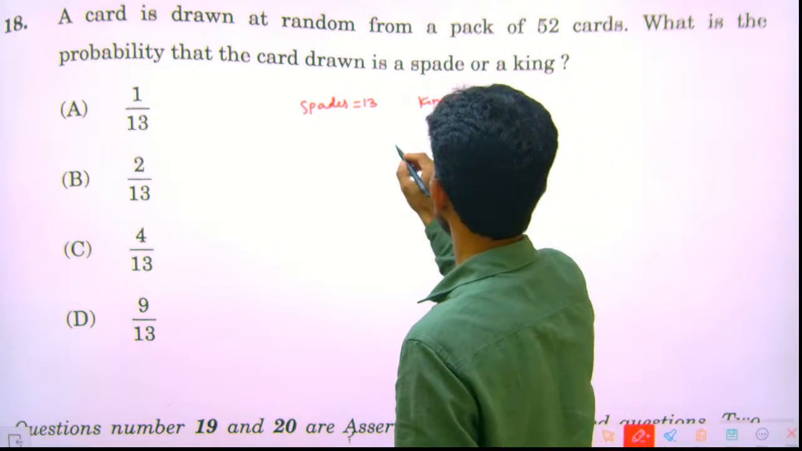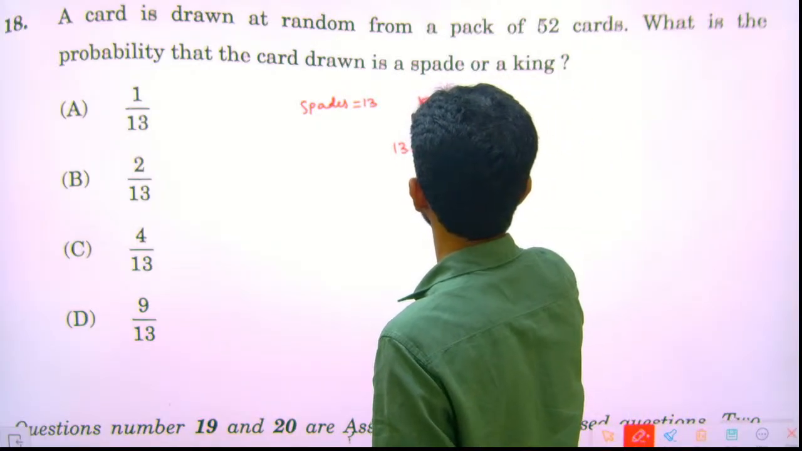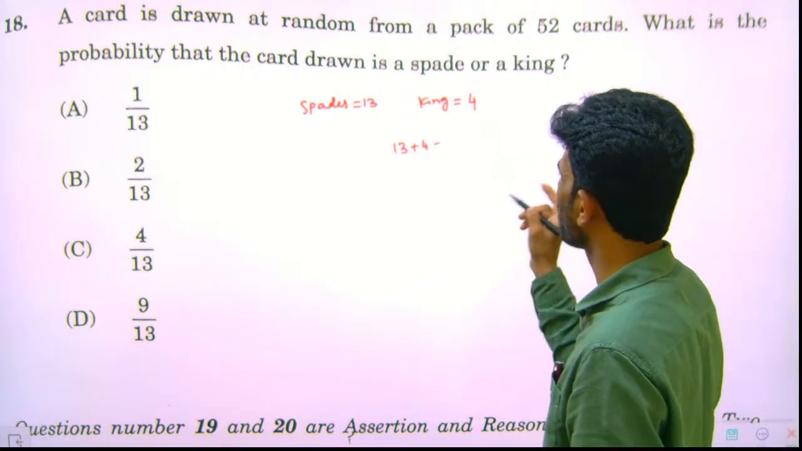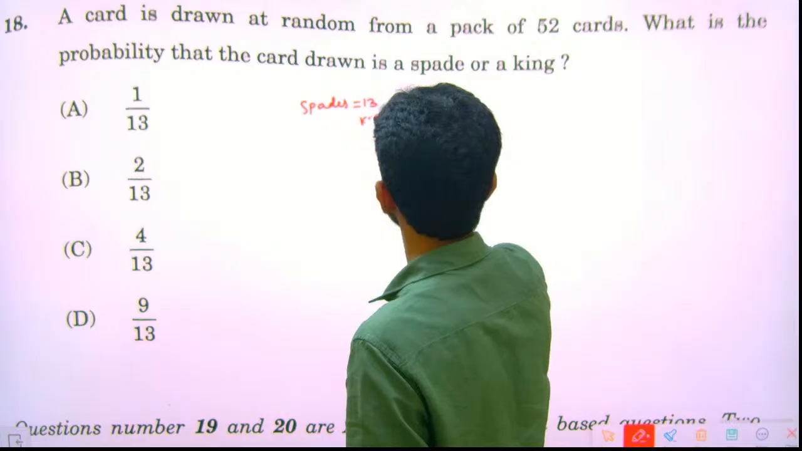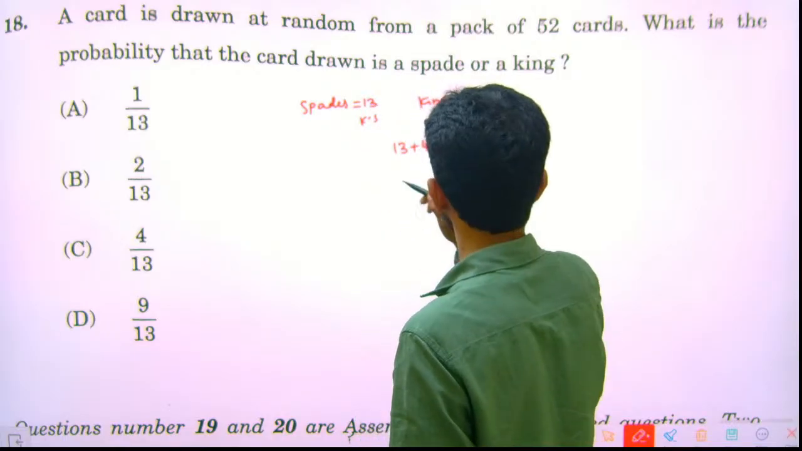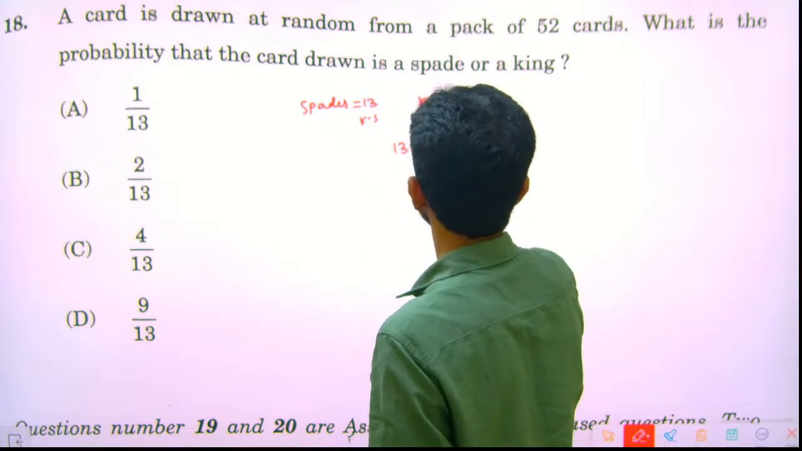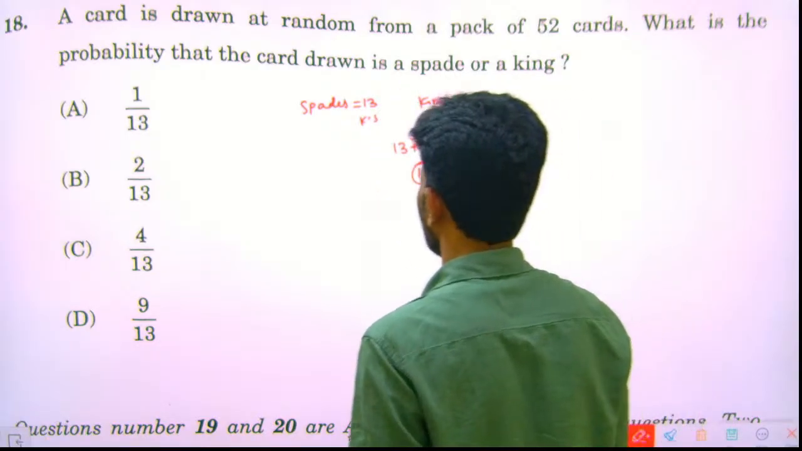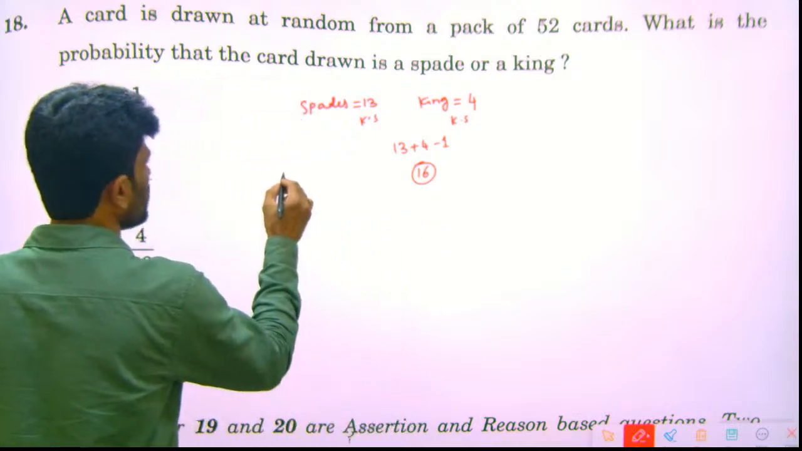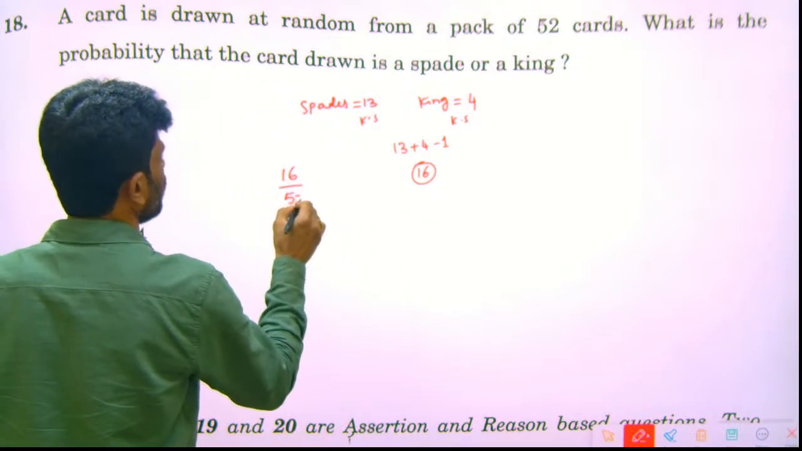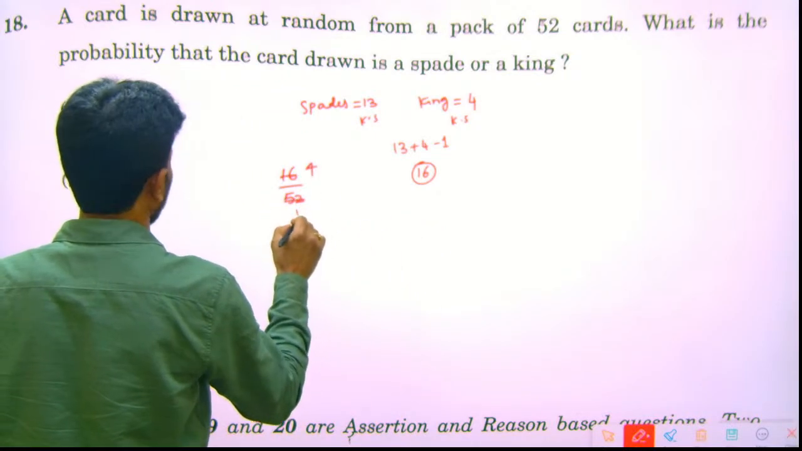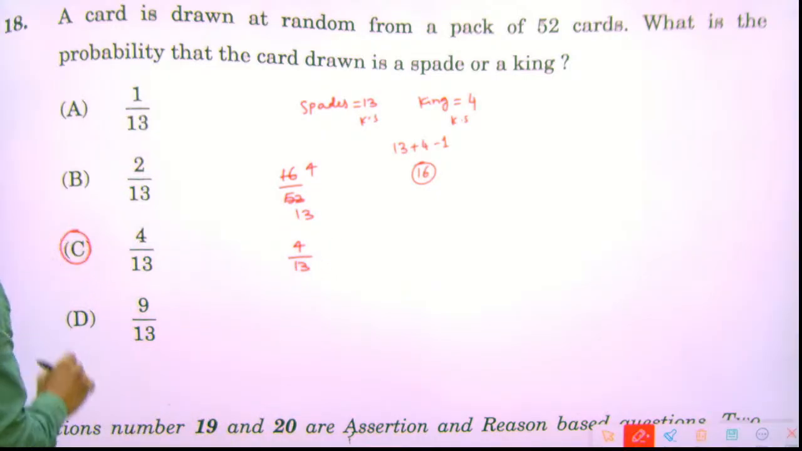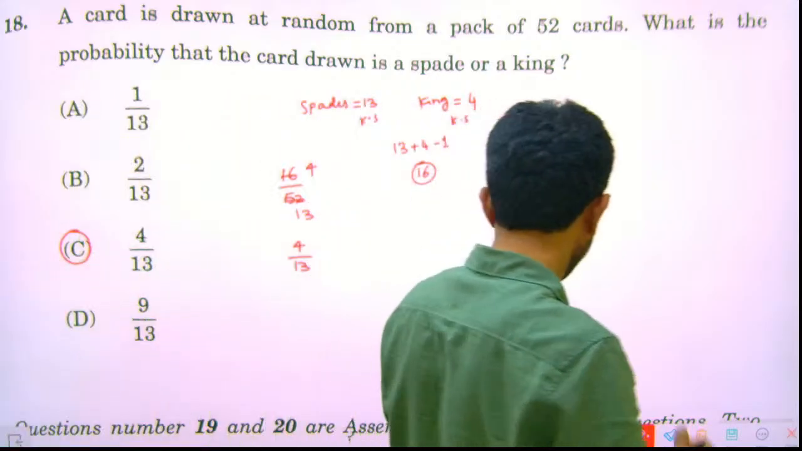So the total number of favorable cards will be 13 plus 4, but one card is common, the king of spade, which should be subtracted, because the king of spade is there in both and should be taken only one time. So 13 plus 4, 17 minus 1, 16 are favorable and total are 52. So the probability is 16 by 52, which is 4 by 13. 4 by 13 is the correct option for question number 18.